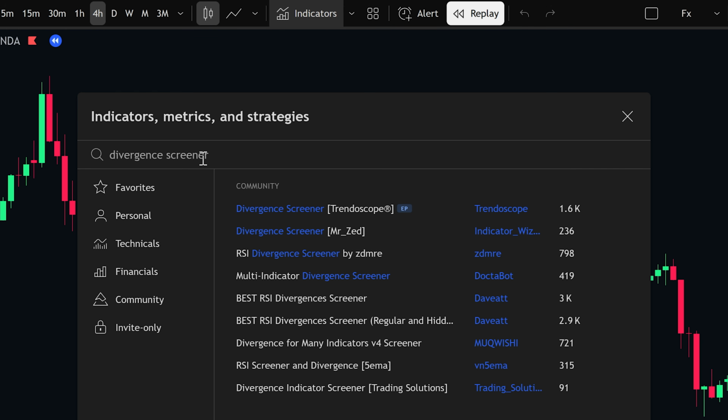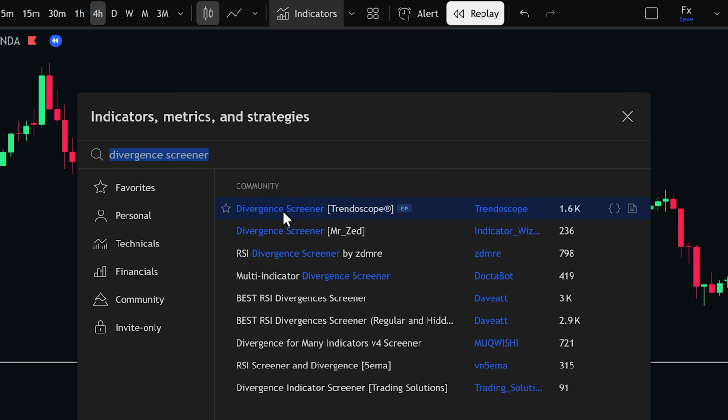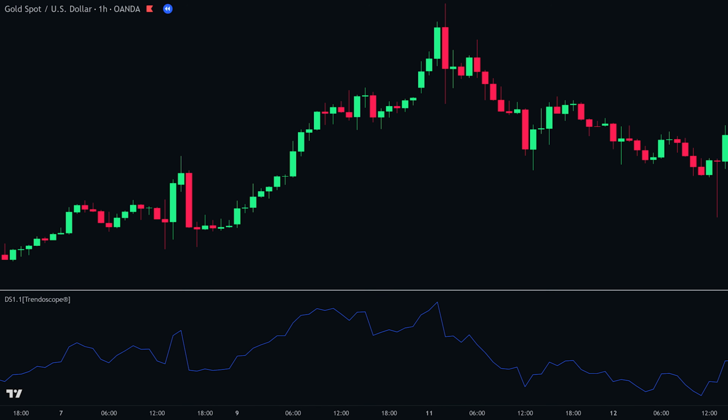Look for the one created by Trendoscope. Click on it, and it will instantly load onto your chart in a separate lower pane. Now close the search box. Alright, once you've loaded the divergence screener onto your chart, here's what you'll see.